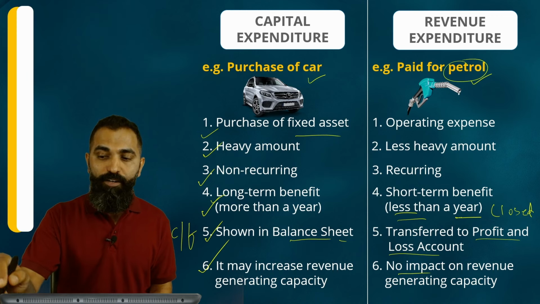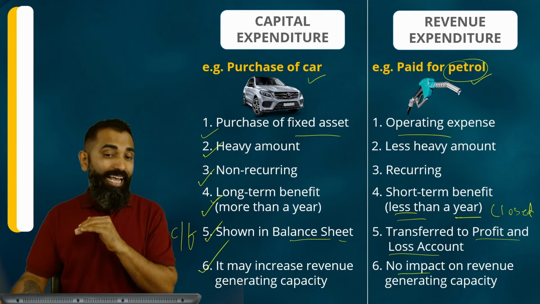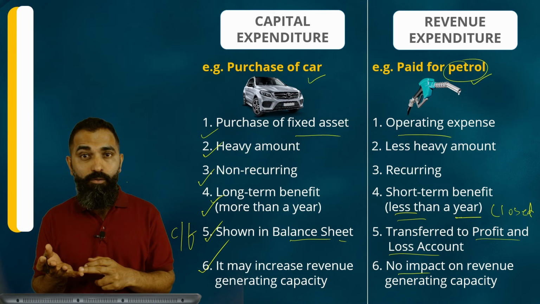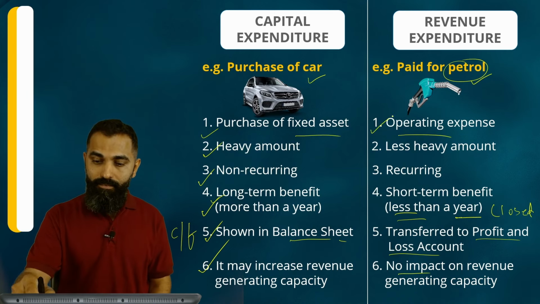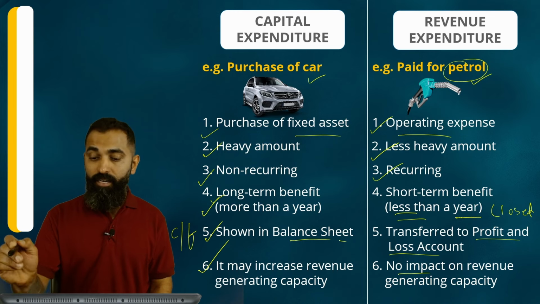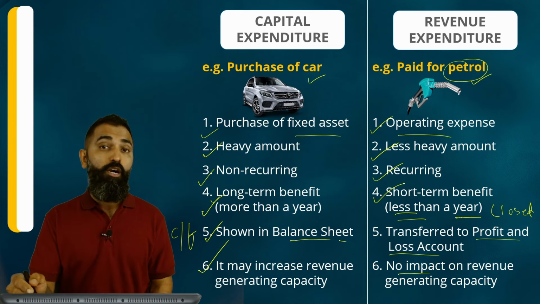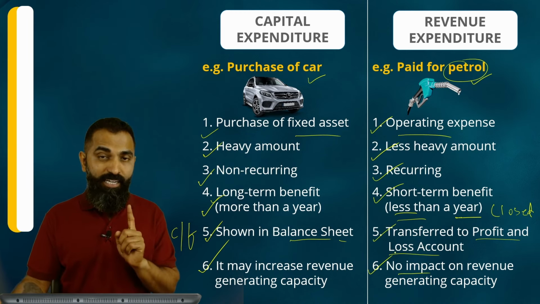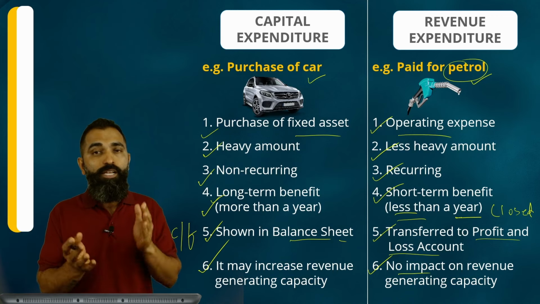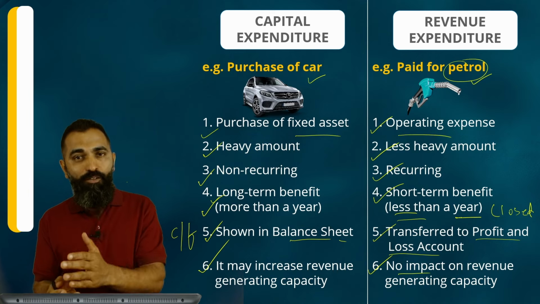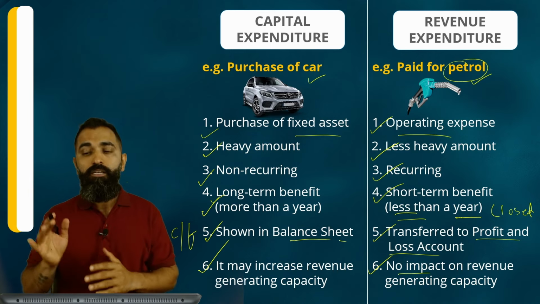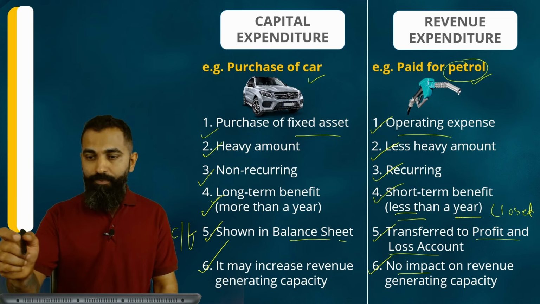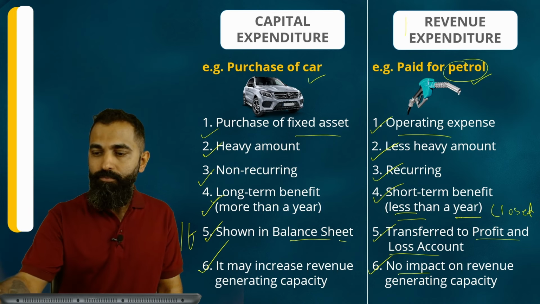Instead of petrol, if we talk about any operating expense, we can talk about salary. Operating expense, less heavy amount, recurring, it is going to happen every month, short term benefit, maximum 1 year, transfer to P&L, and no impact on revenue generating capacity. This will not increase the business's earnings. So take salaries, take wages, take advertising, take rent, take insurance, all of these operating expenses fit this description. I hope you understand. So you can see the word revenue here.